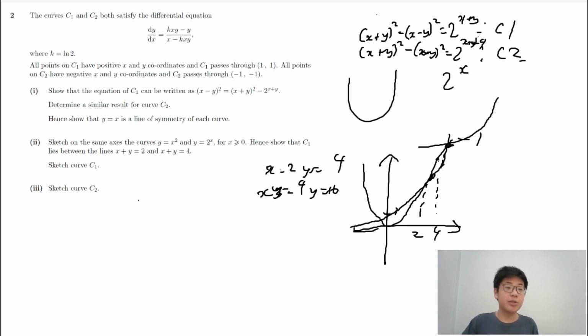Now, hence show that C1 lies between the lines x plus y equals 2 and x plus y equals 4. Now we are assuming that, since (x minus y) squared equals 2 to the power of x plus y, wait.